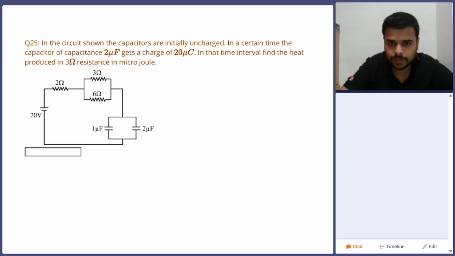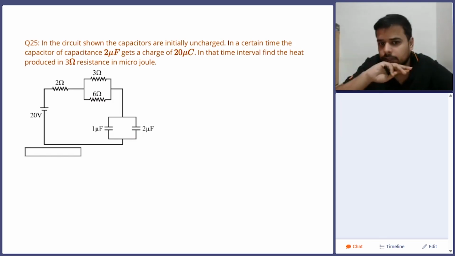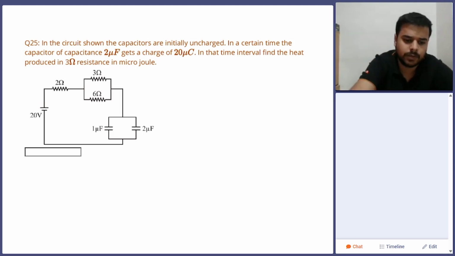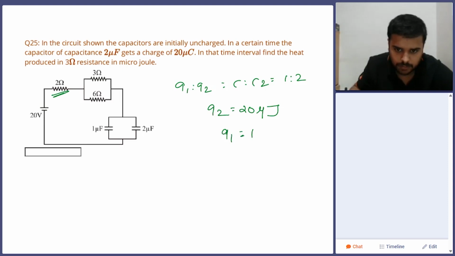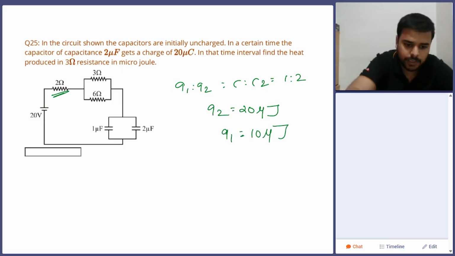In the circuit shown, the capacitors are initially uncharged. In a certain time, the capacitor of capacitance 2 microfarad gets a charge of 20 microcoulomb. In that time interval, find the heat produced in microjoules. Basically, the 2 microfarad and 1 microfarad capacitors are in parallel combination. So Q1 is to Q2 is equal to C1 is to C2, which is 1 is to 2. So Q2 will be equal to 20 microcoulomb and Q1 is equal to 10 microcoulomb.